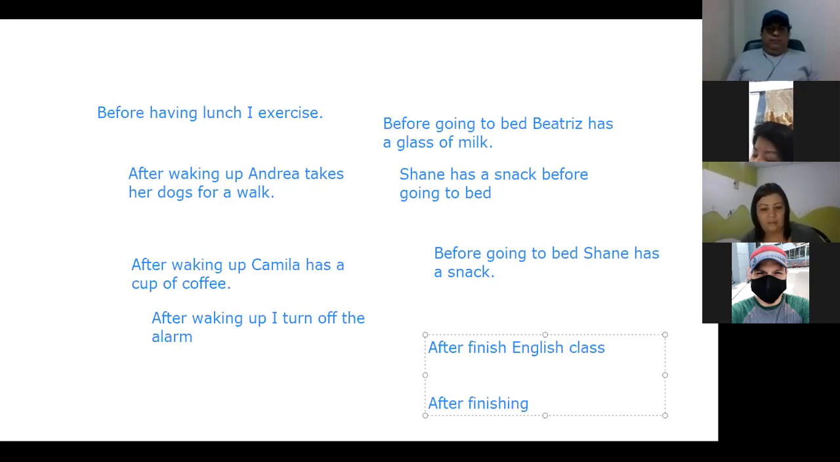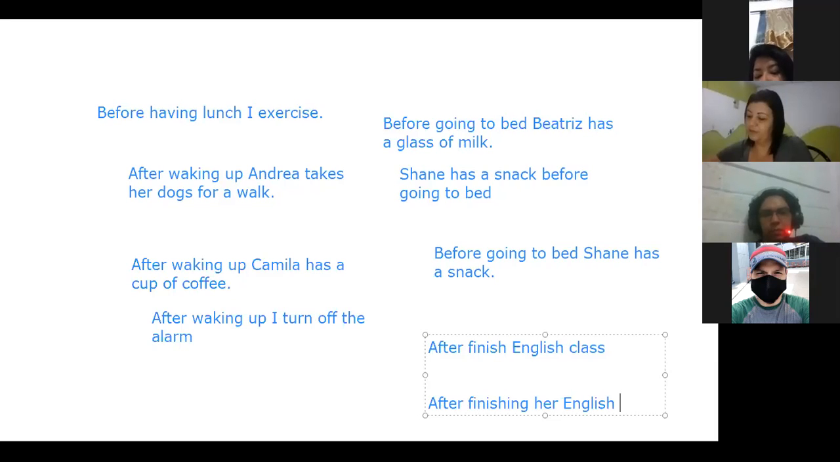Okay. But we're talking about Claudia. Claudia. Yeah, Claudia. We're talking about Claudia. So after finishing her English class. Tenemos que decir aquí Claudia o no decimos nada. Claudia. Yeah, yes. Claudia goes, y pueden siempre utilizar esa expresión también cuando quieren decir directo, pueden utilizar esa palabra straight. Okay, Claudia goes straight to bed.